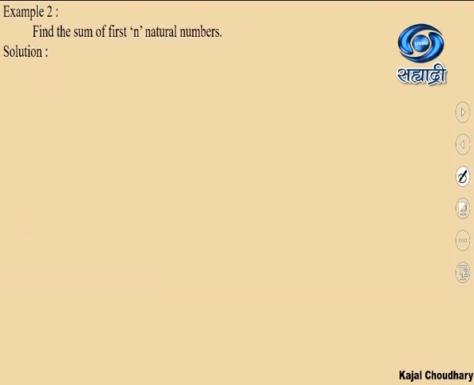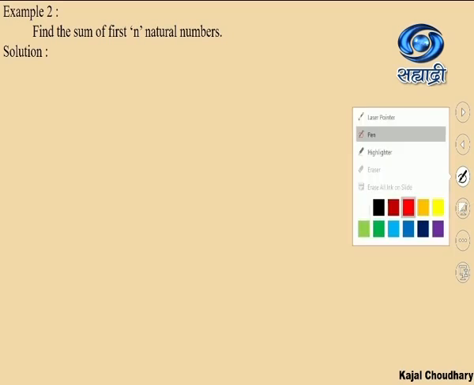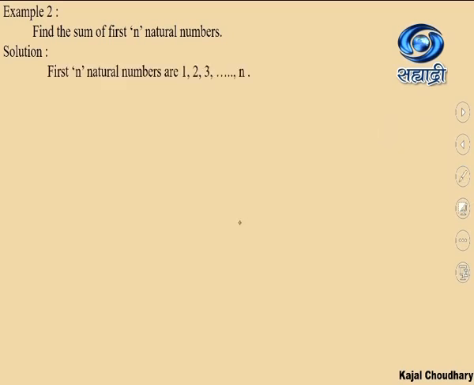Okay, now we will see the second example. Find the sum of the first n natural numbers. Now, first n natural numbers. First thing, natural numbers, if you people remember, the numbers start from 1. And there is no end point to it. So, the smallest natural number is 1 over here. Now, let us write down the sequence first. The first n natural numbers are 1, 2, 3, 4.